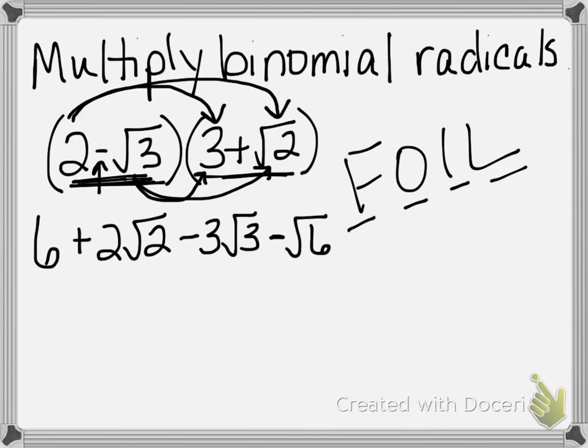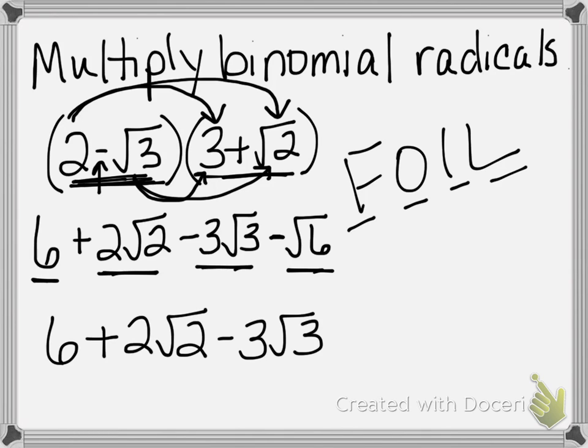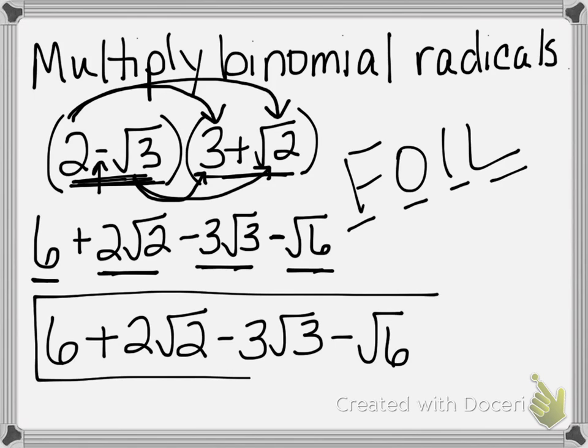Remember, when you multiply radicals, you don't have to worry about whether or not they're the same number. You just multiply them and look to see if you can simplify anything. Are there like terms anywhere? Are there things that you can put together? In this particular case, the 6 is the only constant term. There's a 2 times the square root of 2, a negative 3 times the square root of 3, and a negative square root of 6. Guess what, guys? None of these are like terms. So we're just going to leave our answer just like this. There's nothing to simplify. So that's how you do that.